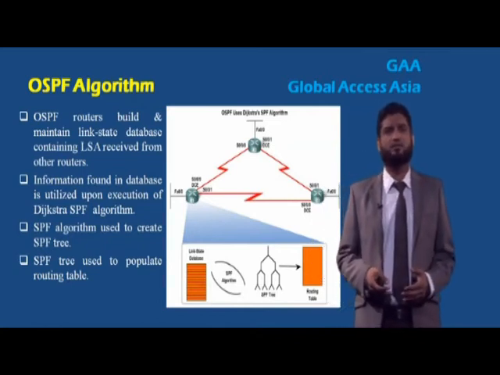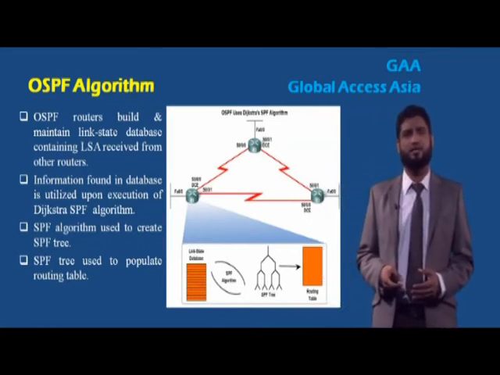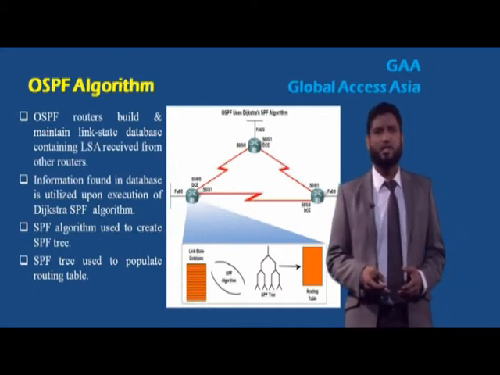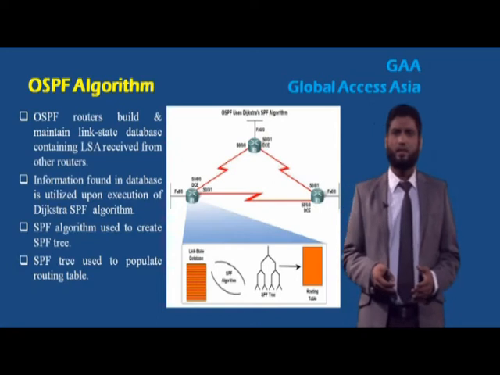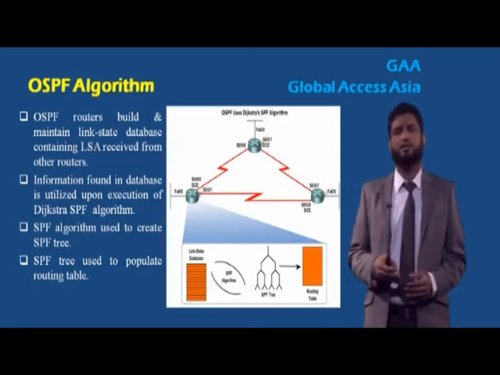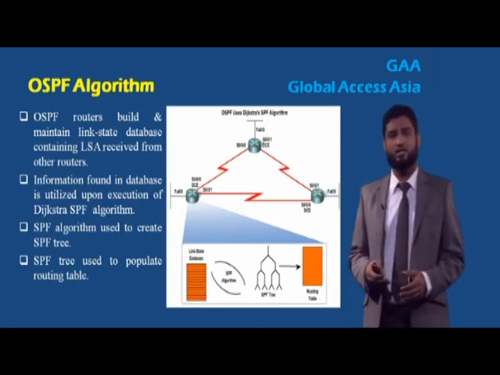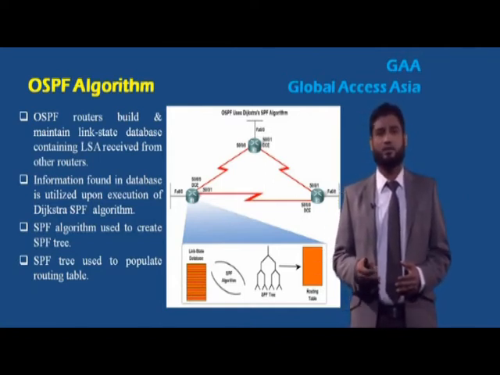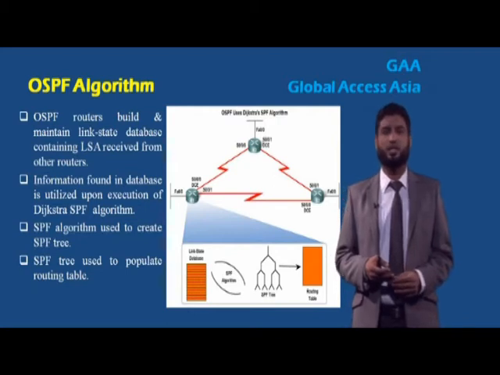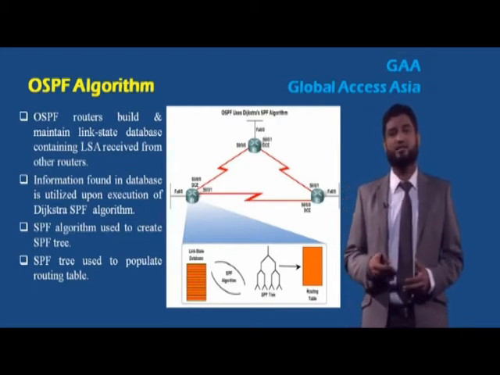OSPF algorithm. An OSPF router builds and maintains a link state database containing LSAs received from the other routers, and it actually uses the Dijkstra shortest path algorithm. The question is how the metric or the destination network is calculated in OSPF. OSPF uses the shortest path first algorithm, the Dijkstra shortest path algorithm, and it is link state information.